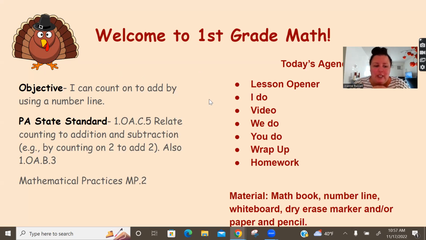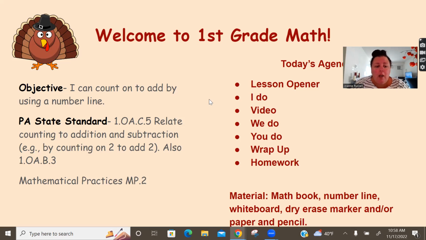So let's dive right into math class. As you know, we're in topic 3. Topic 3, we are talking about strategies to add to 20. As you know, strategies are just different ways that they're explaining to you how to add. And once you learn all the different strategies, you will get to choose the one that you feel most comfortable with.